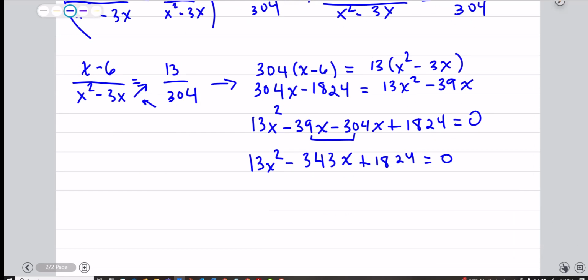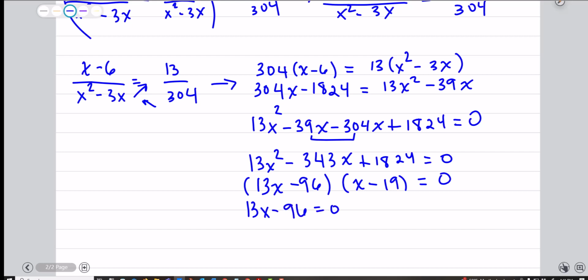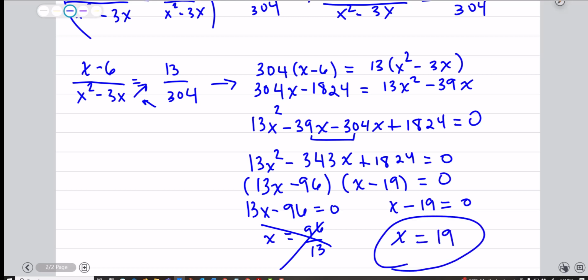You actually can factor it, but if you could not find these factors, I would have just thrown this in the quadratic formula, but I'm going to show it in factored form. Equals 0. And so I set this one piece equal to 0, and I set this piece equal to 0. When you solve this one, you're going to get a value that is not an integer, so we eliminate it. And so we get x equals 19.